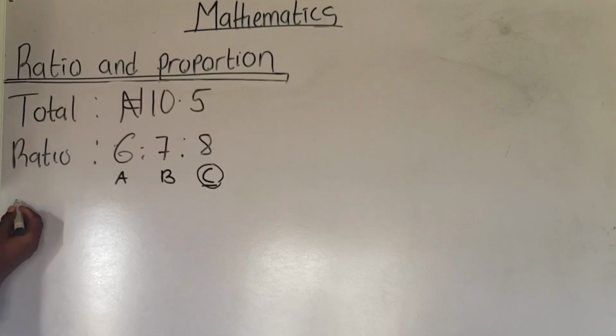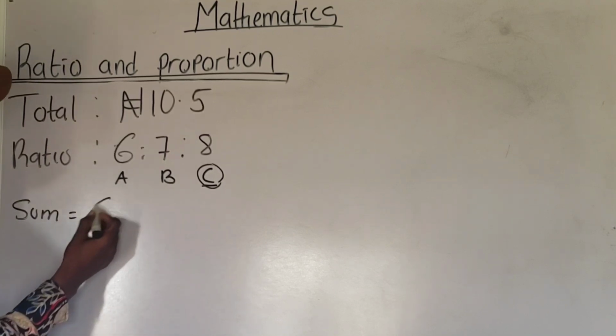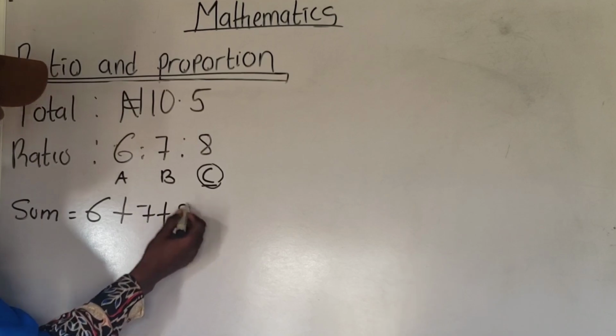For this, I'm going to have the sum of the ratio. Let's sum up the ratio. That will be 6 plus 7 plus 8.